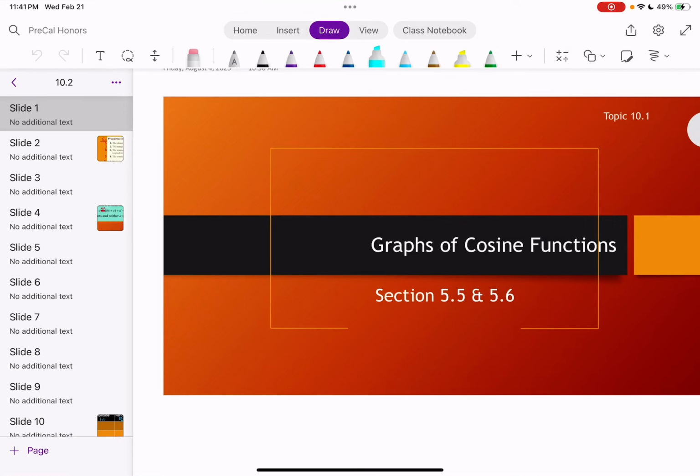Welcome to 10.2 Graphing Cosine Functions. In this video, we're going to go over the comparison between sine functions being graphed and answered, and comparing them to cosines and how they would be answered.